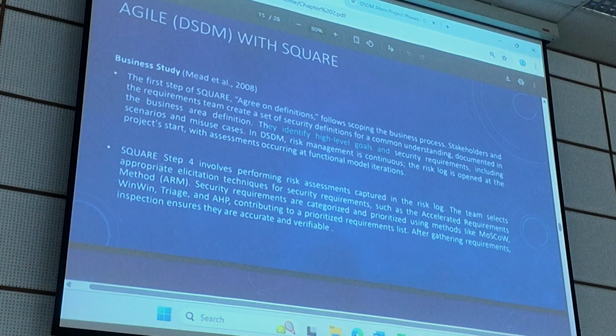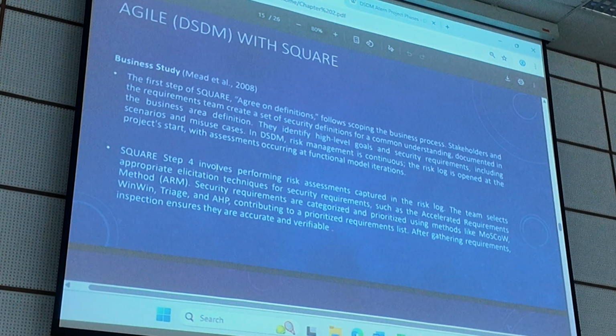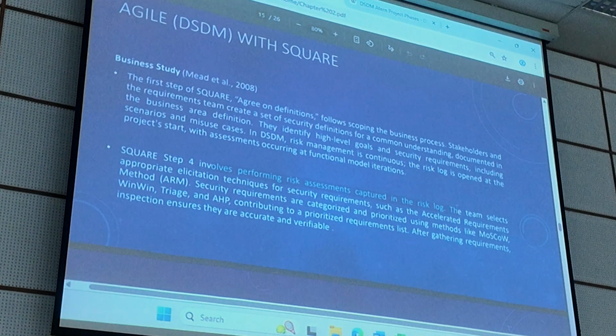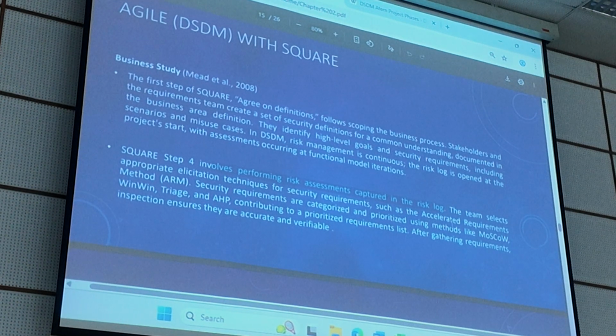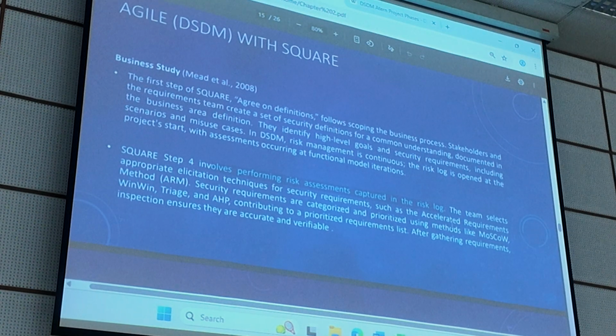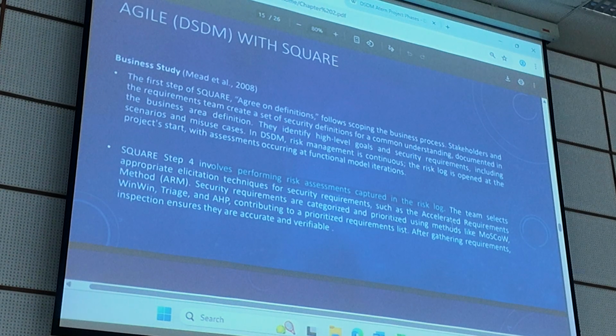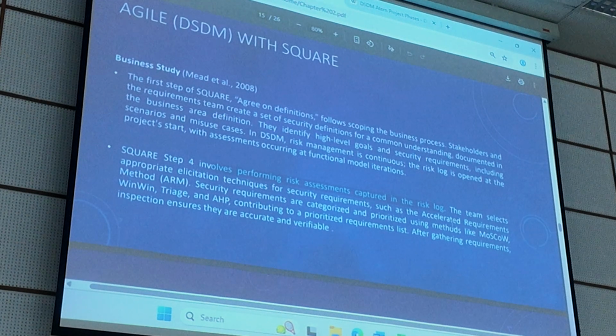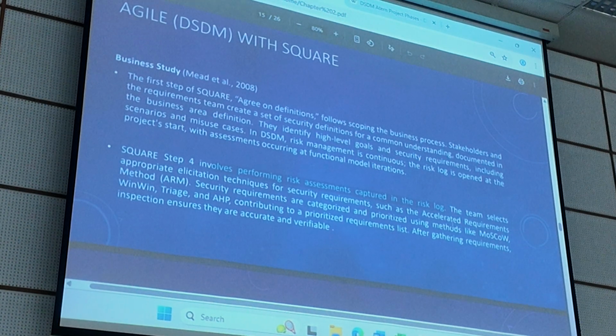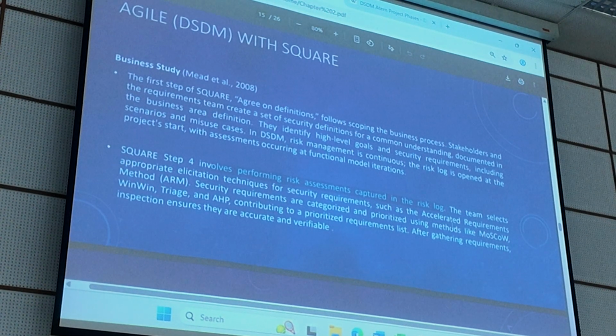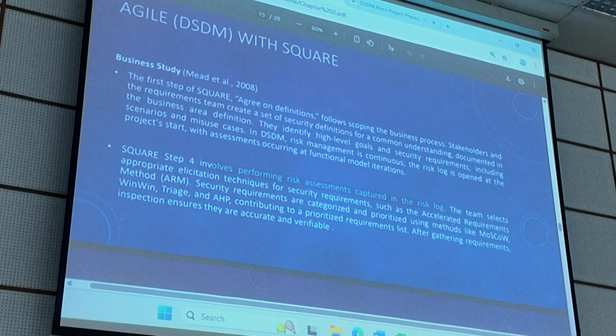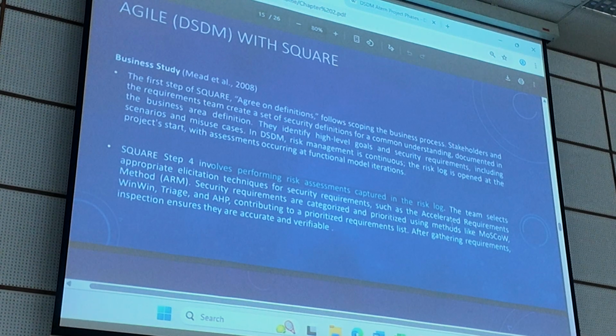So then, in step 4, you perform the risk assessment in the risk log, because this risk assessment is a similar thing: identify, categorize, prioritize the risk. Understand? So in this step 4, in the DSDM, you may use some elicitation technique for security requirement. For example, accelerated requirements method.